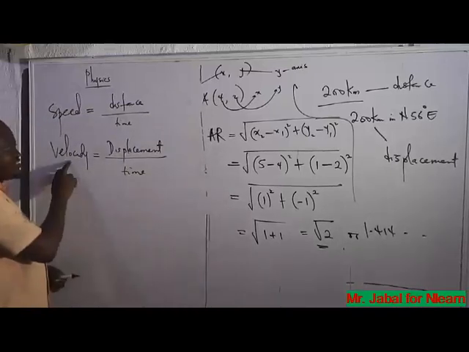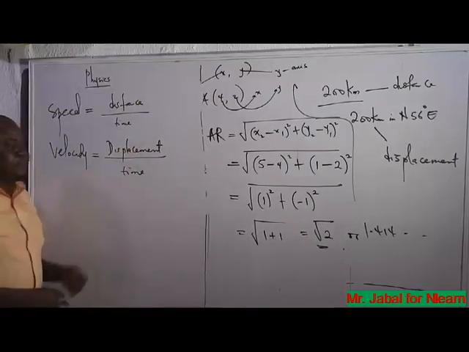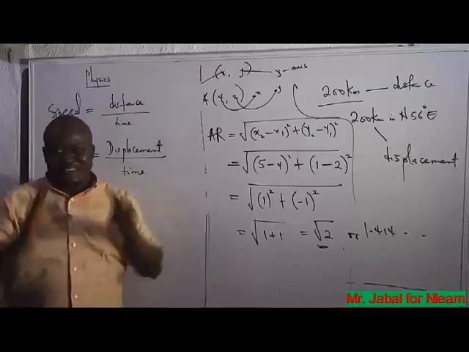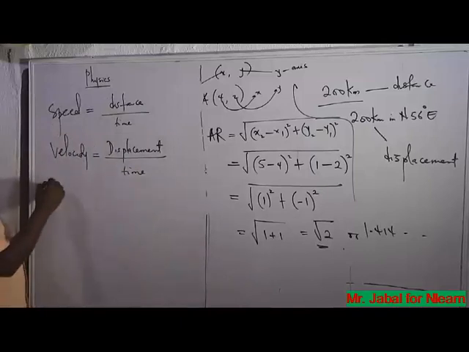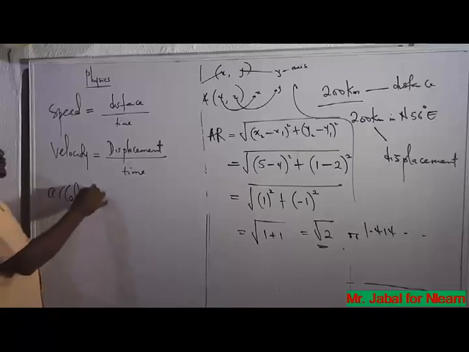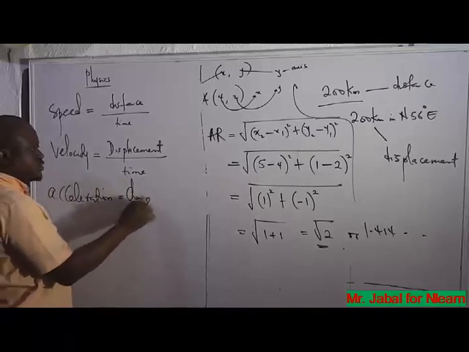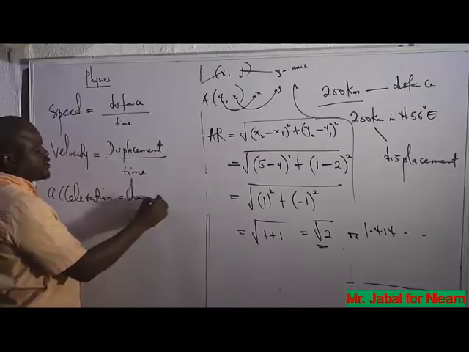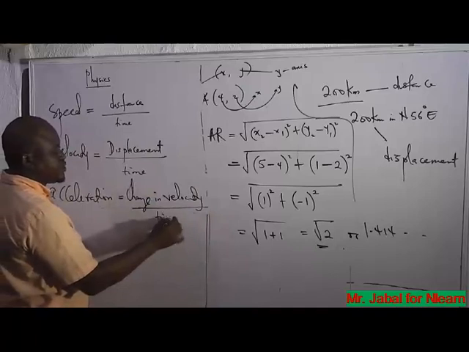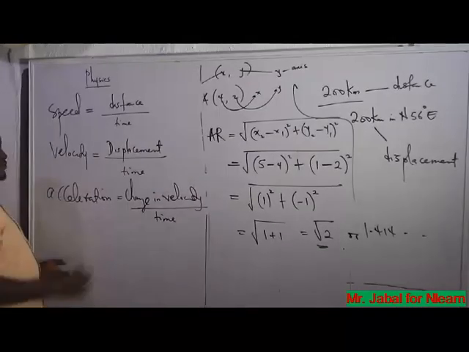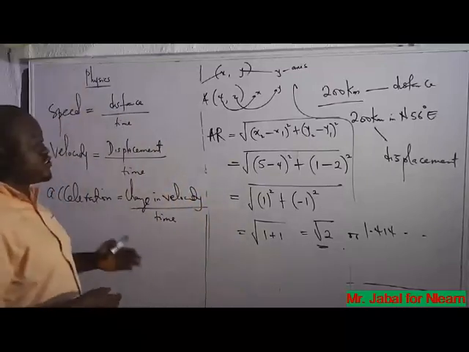So this is a scalar quantity, while this is a vector quantity. You see, velocity is displacement divided by time, while speed is distance divided by time. These are parameters used to determine motion of the body. And the last one is acceleration. Acceleration is the change in velocity divided by time. Now, these are terms used to describe motion.